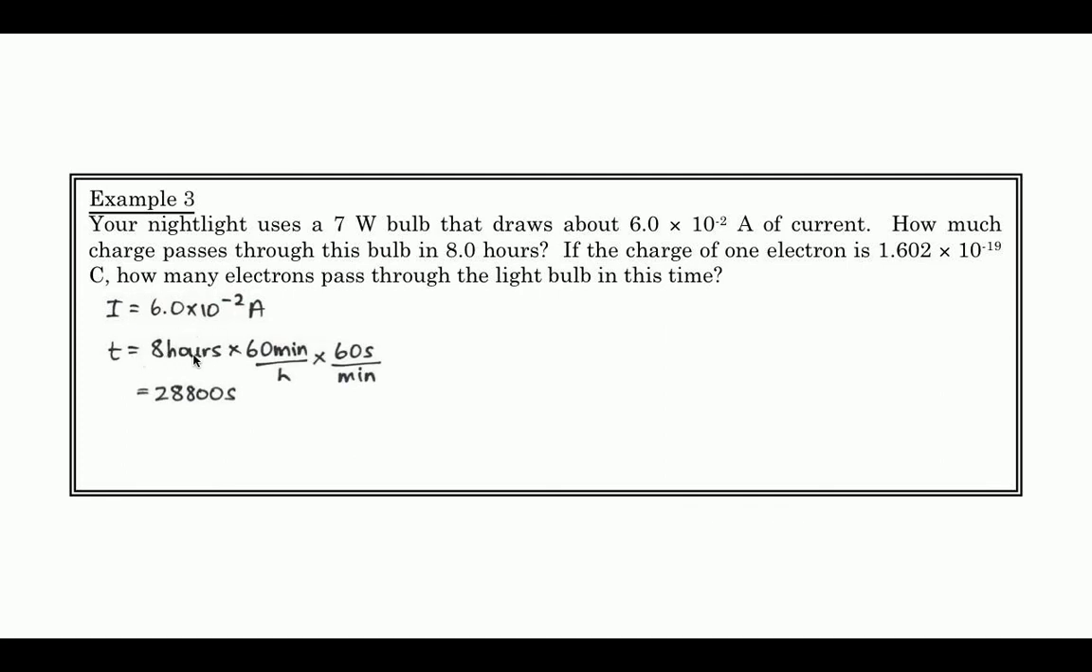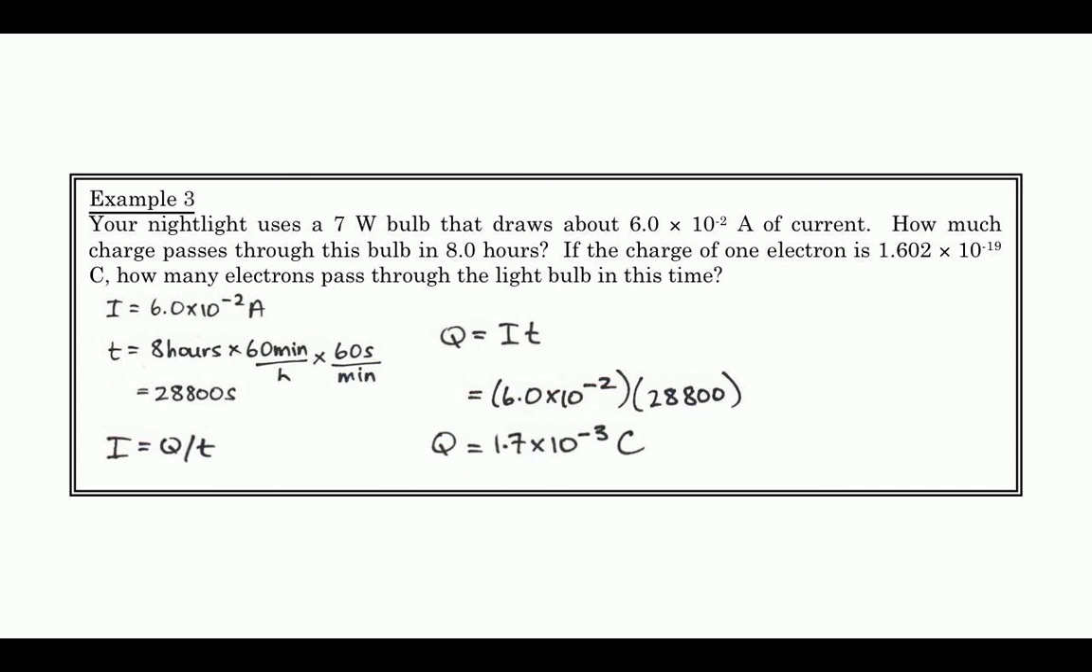And in 8 hours, given 60 minutes an hour and 60 seconds a minute, we have 28,800 seconds. So if the current is equal to Q over time, we can rearrange this and solve for the charge that passes through in the 8 hours. And indeed, it's quite a bit, 1.7 times 10 to the negative 3 coulombs. Now this seems small, but this is actually a substantial amount of charge. I can find the number of electrons by taking that charge in coulombs and dividing by the charge on one electron. And I find out that it's 1.06 times 10 to the negative 22 electrons.